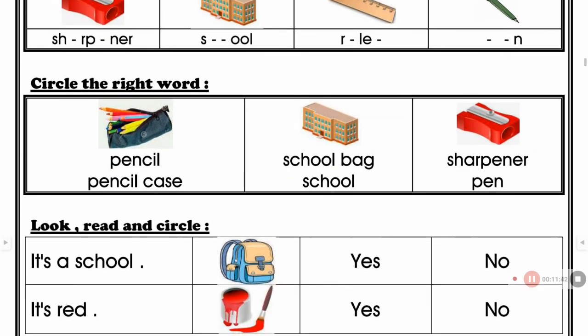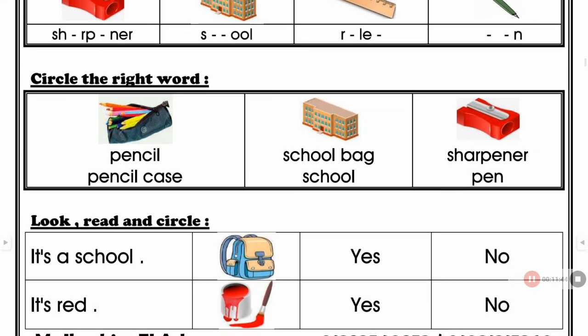The last question. Look, read, and circle. It's a school. Look at this picture. What is this? Is it a school? No, it's a school bag. So, make a circle on no. It's red. Yes, it's red.